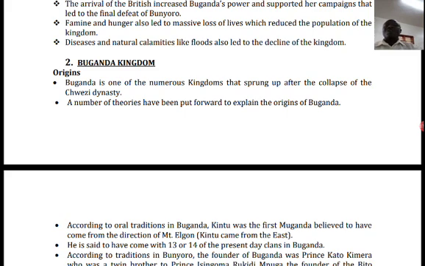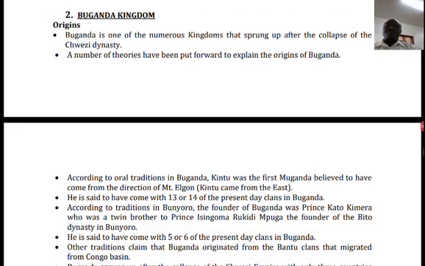What does the oral traditional source say about Buganda's origin? It says that the origin of Buganda is not clear, because of the various theories in the region. According to the oral source, Buganda kingdom was established by Kato Kimera and also Kintu. Kintu is believed to have come from the direction of Mount Elgon. He moved through Mbale, Busoga, and finally entered Buganda, along with the 13 to 14 present-day clans. He settled in Buganda and crowned himself the Sabataka.